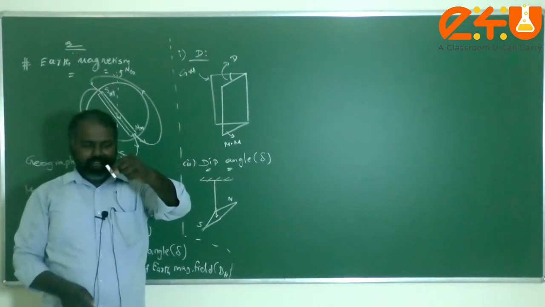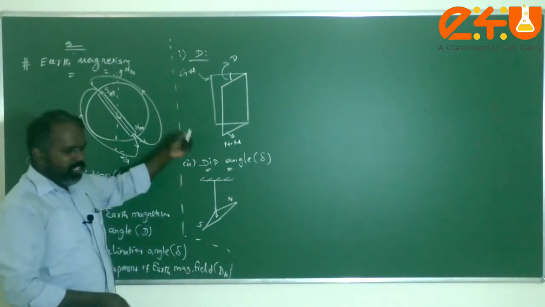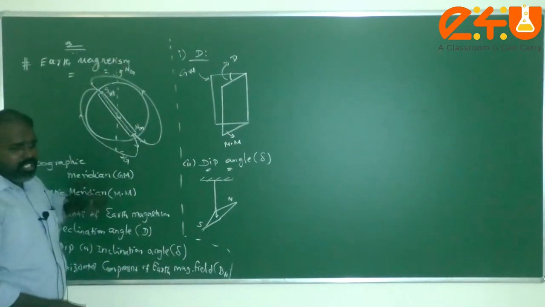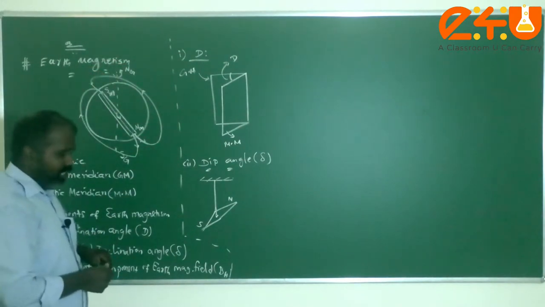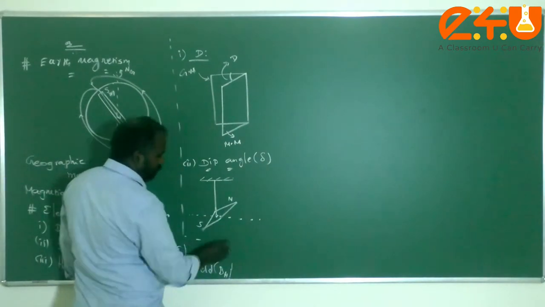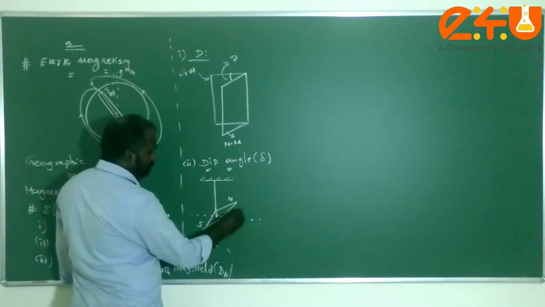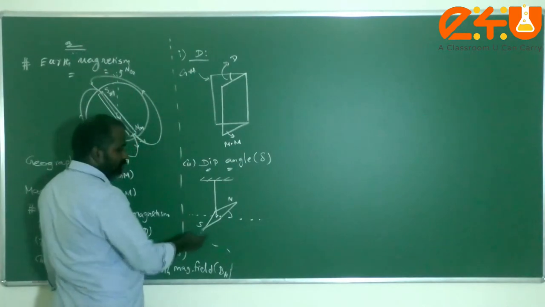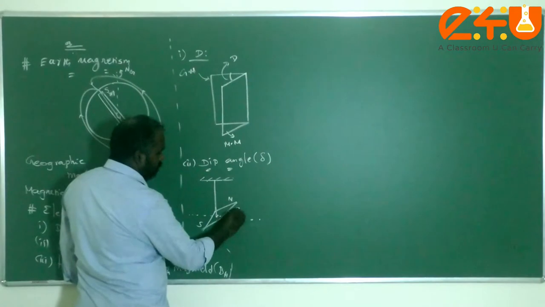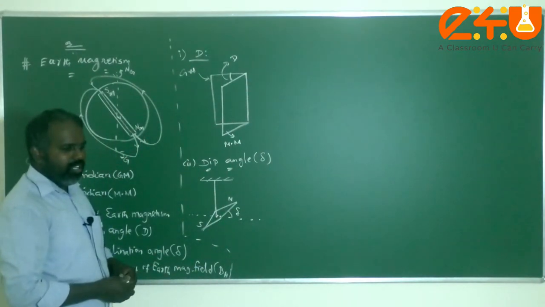It may tilt either upward or downward, depending upon where it is placed, either towards the north pole or south pole of the earth's magnetic axis. Okay, now this angle made by the magnetic needle and the horizontal is generally called what, children? Delta. That means angle of dip, or dip angle.